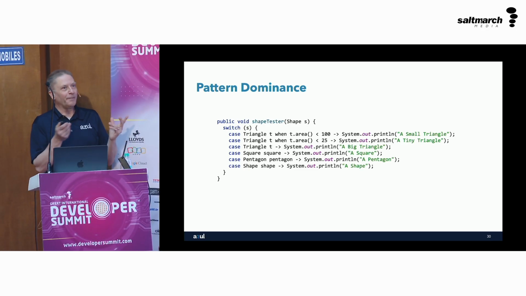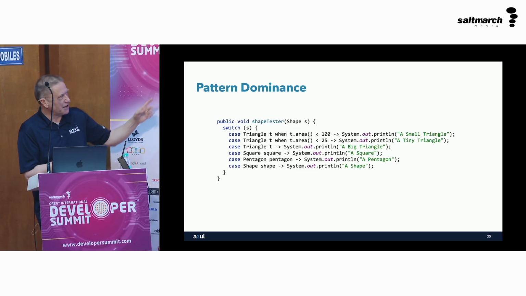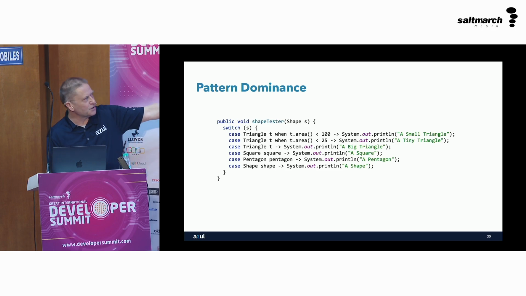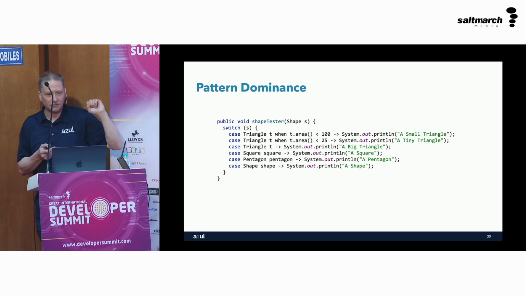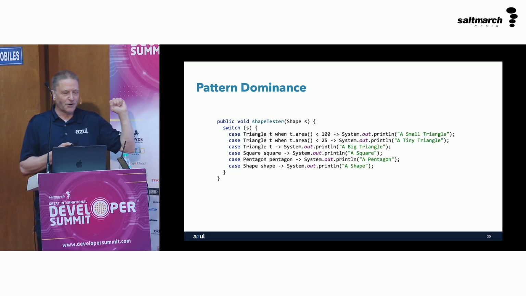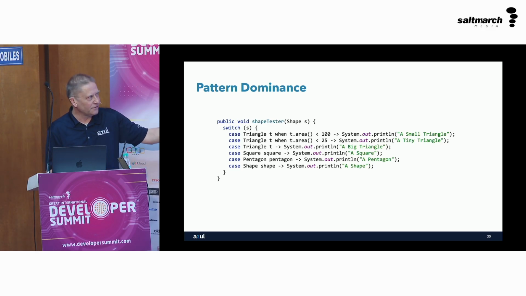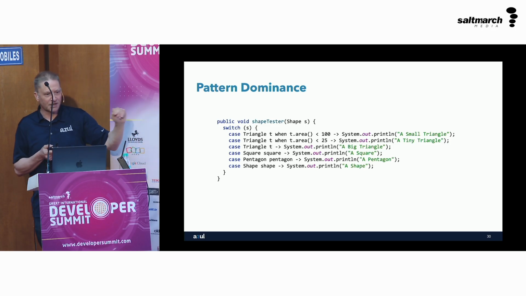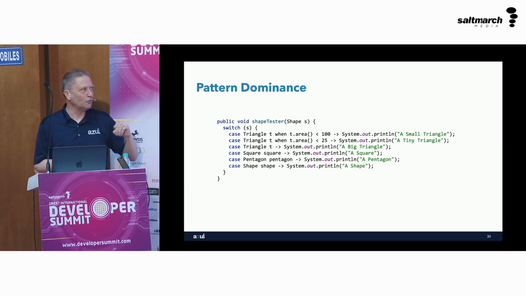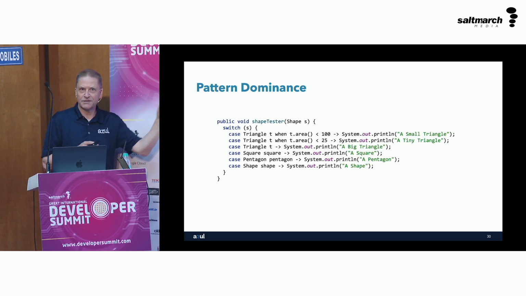However, what about if we do this? Right, so now we're going to have guarded patterns. We'll say case triangle t when t.area is less than 100, we've got a small triangle. Triangle t when t.area is less than 25, tight triangle, and then case triangle t, we've got a triangle. So who thinks that will compile?